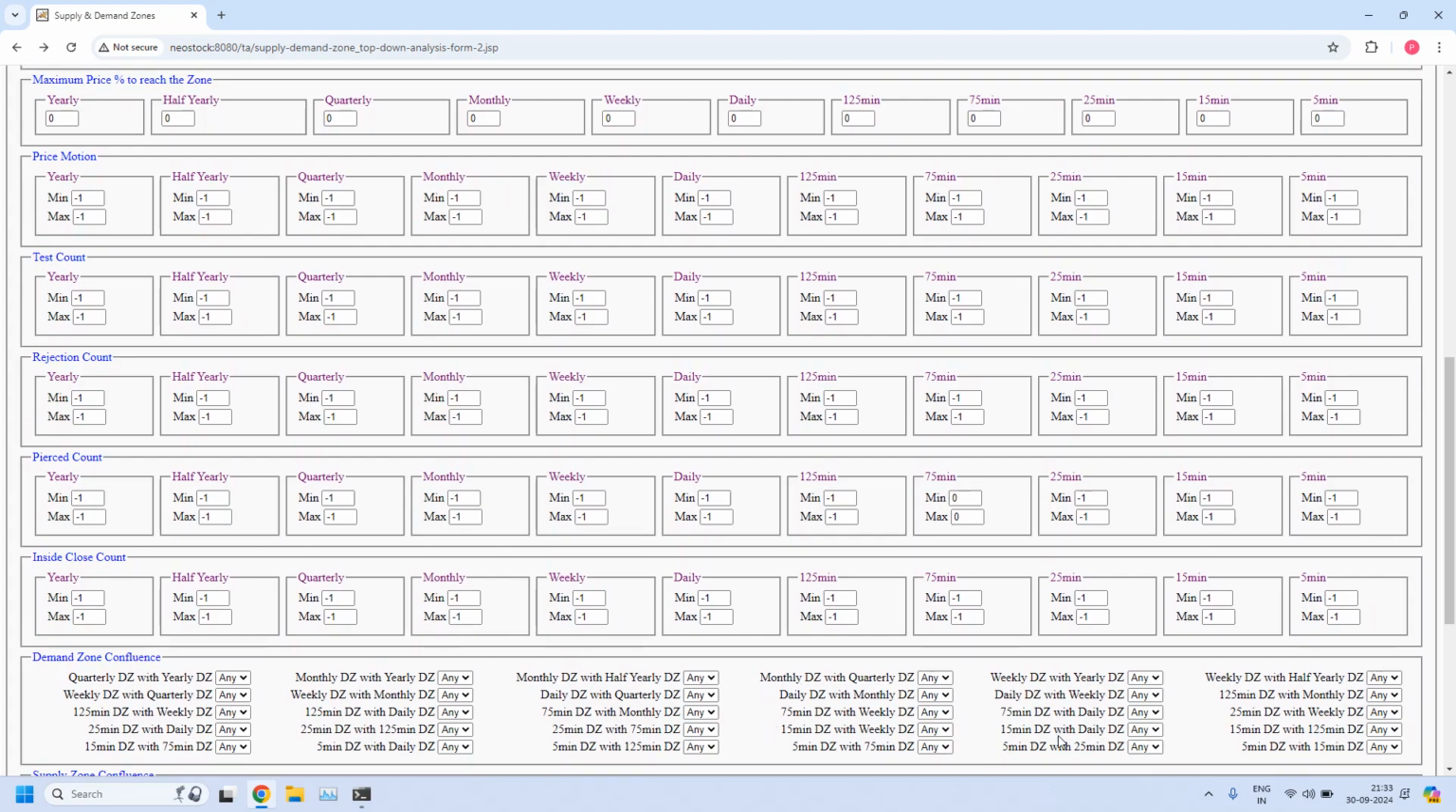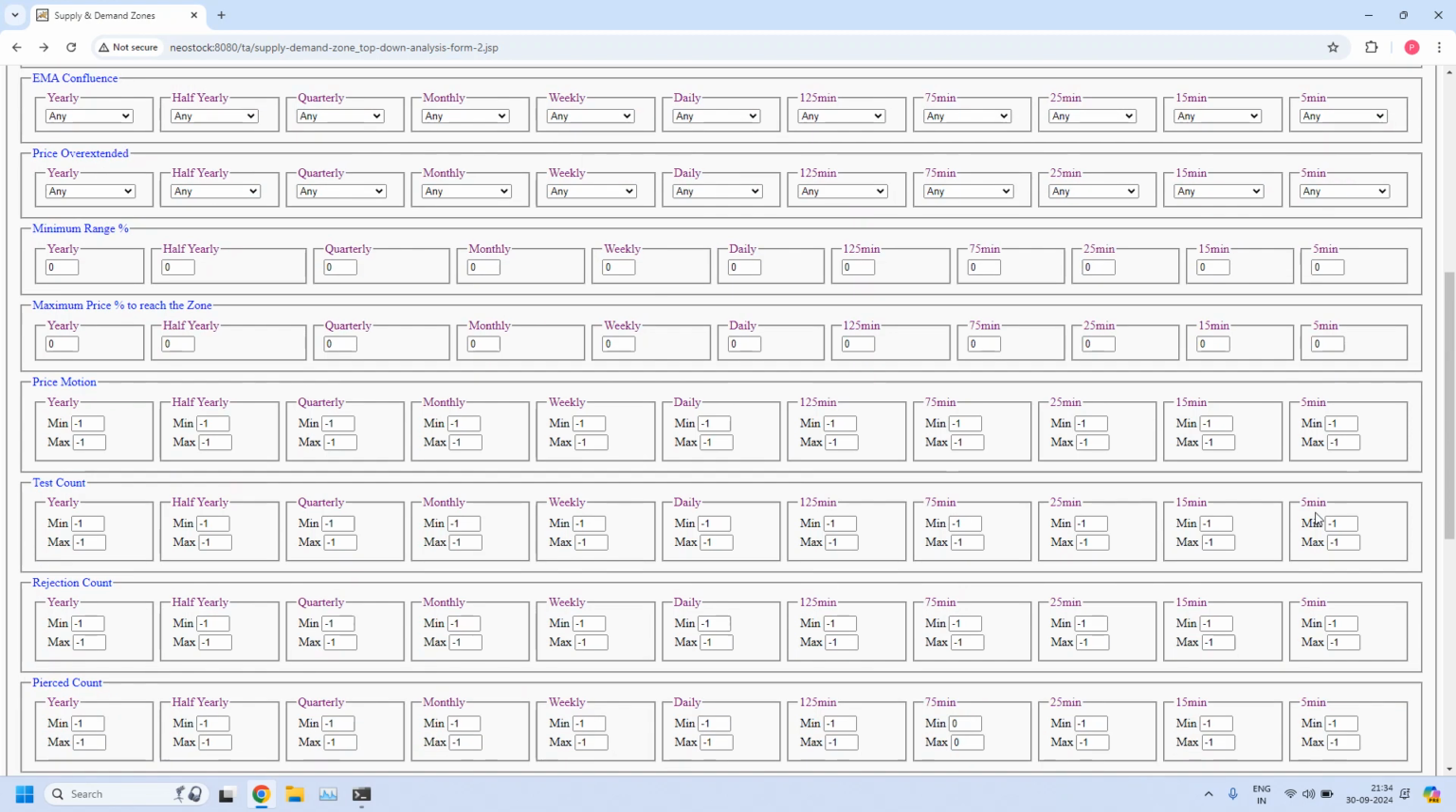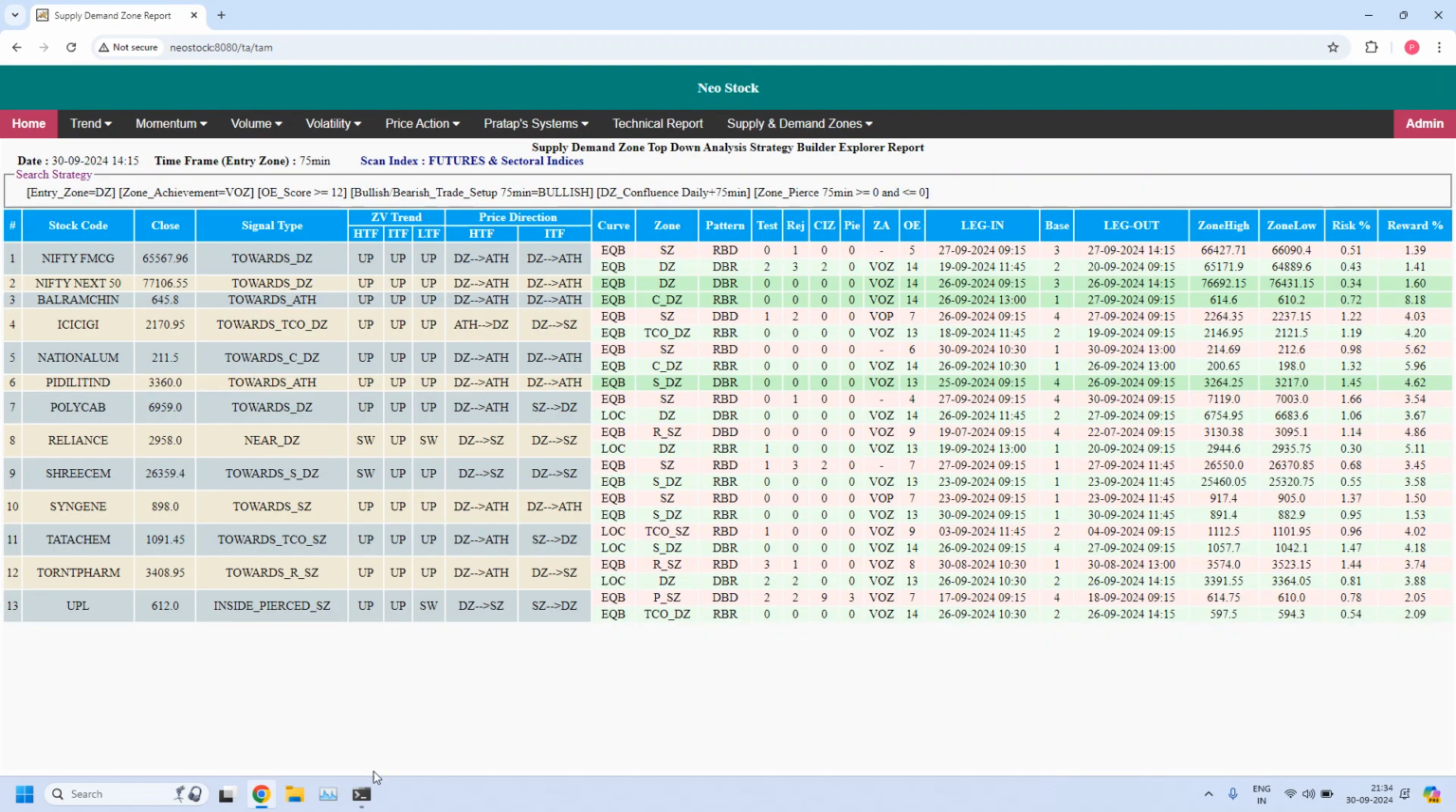Okay, in the demand zone confluence, I am enabling the filter 75 minutes demand zone with daily demand zone confluence. Now let's verify. So from 22, 13 stocks are filtered. And these 13 stocks are supporting bullish trade setup for weekly income trade, and also the 75 minute zone is part of the daily zone. Because 75 minute zone is part of the daily zone and daily trend is uptrend, ITF. Daily means ITF. ITF time frame is uptrend. And if those daily zones are having daily EMA confluence, it is a high probability setup.